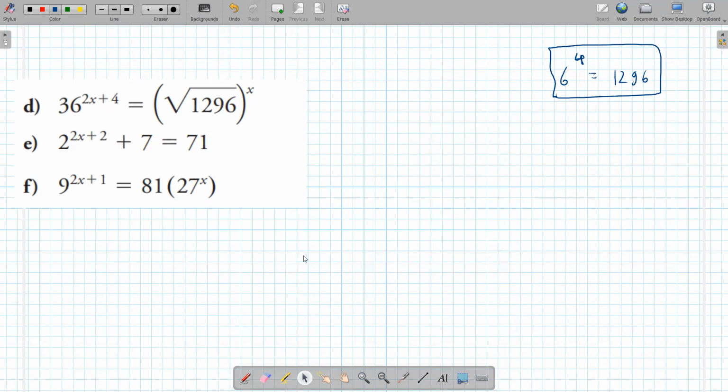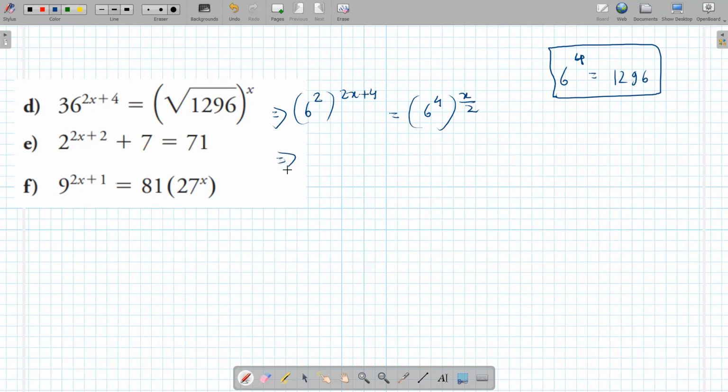Here's the trick. Can we write 36 in terms of 6? See that 36? You do 6 squared. So it's 6 squared, and then, actually, I'm just gonna write it down. 6 squared, 2x plus 4. And on the other side, you see that 1296? That is 6 to the power of 4. I'm gonna bring the square root inside as well, like that.